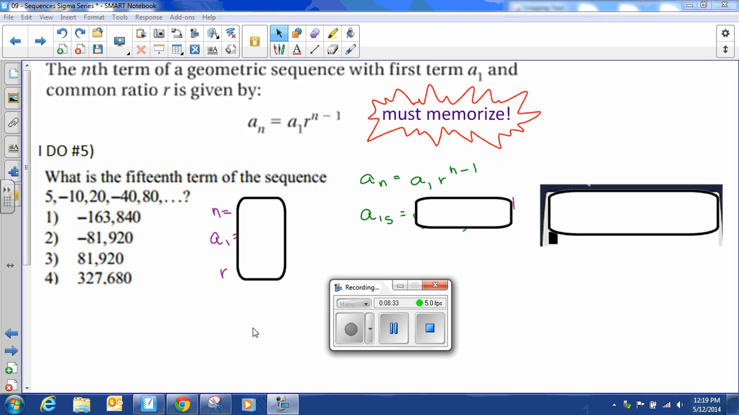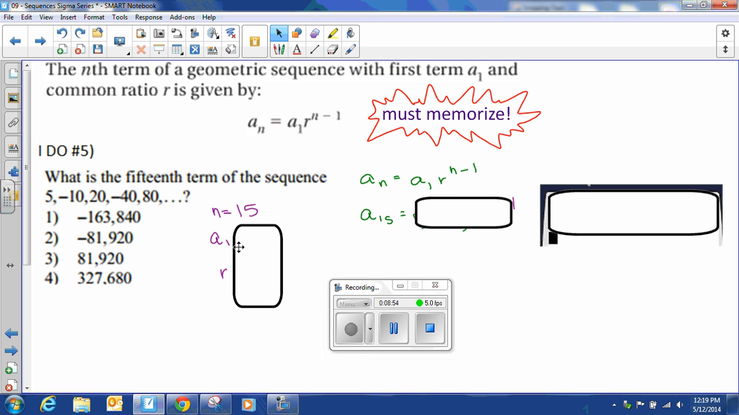similar formula where the common ratio is r, n is the nth term, and as you can see with this example, what is the 15th term of the sequence? 5, negative 10, 20, etc. Well, n will be 15 because they want to know what the 15th term is. A sub 1 is the first term, that's 5, and the common ratio, we'll have to figure that out. Let's see, we multiply by negative 2, negative 2, negative 2, so r equals negative 2.